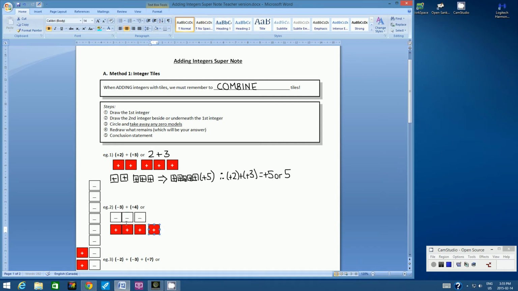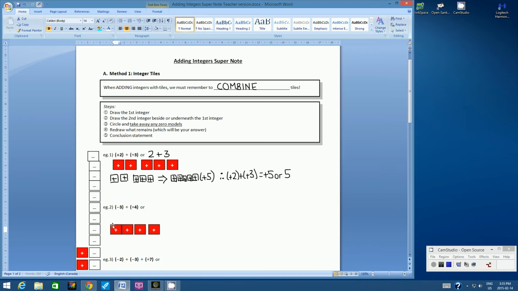So, next, we identify any zero models. In this case, there are 3 zero models, and then we're going to take them away. So what I'd like you to do is simply grab the 3 zero models, the 3 negative tiles, and take them off of your tile model.